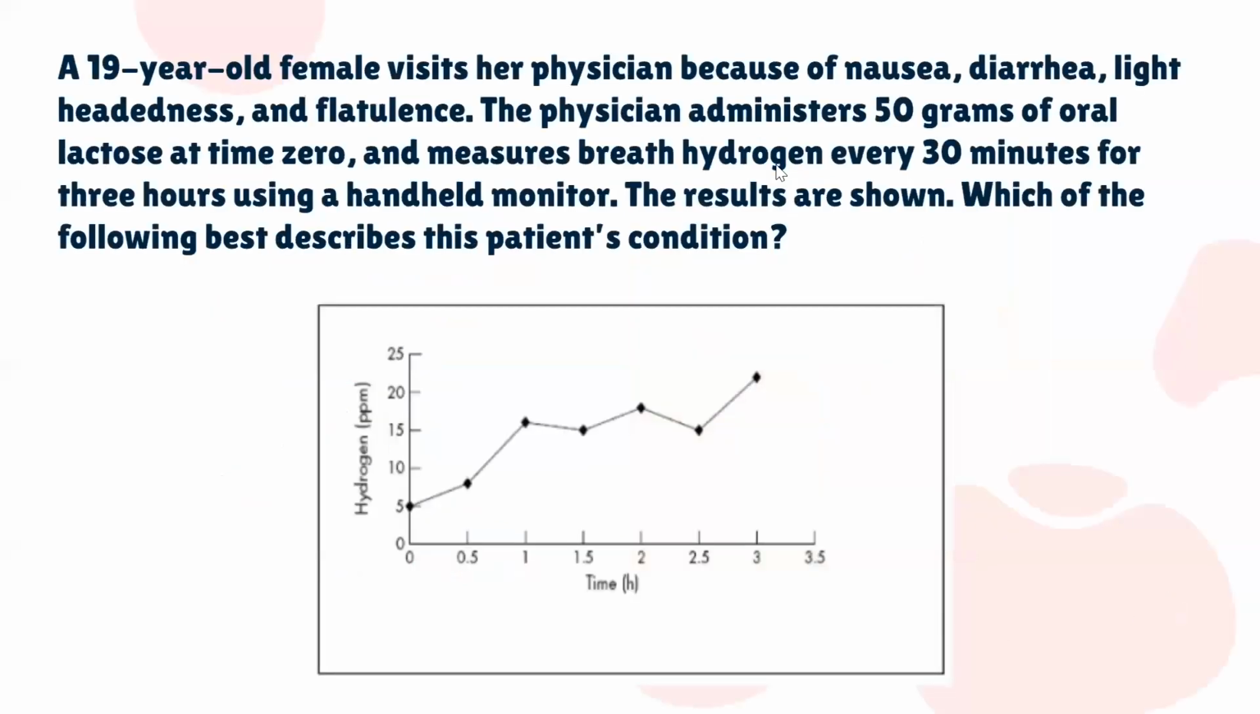Okay. A 19-year-old female visits her physician because of nausea, diarrhea, lightheadedness, and flatulence. Flatulence is being very gassy. The physician administers 50 grams of oral lactose at time 0, which according to the graph would be right here, and measures breath hydrogen every 30 minutes for the next 3 hours using this handheld monitor. The results are shown below. Which of the following best describes this patient's condition? So as you can see, the hydrogen level is periodically increasing in the patient's breath.